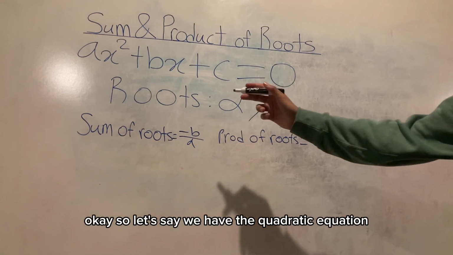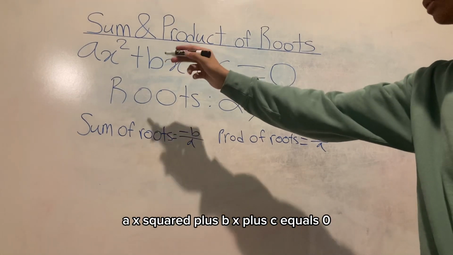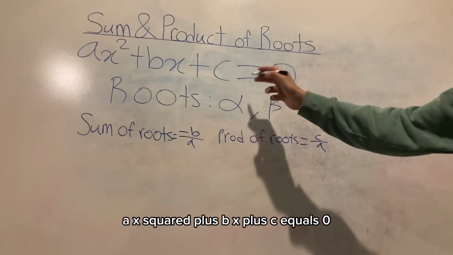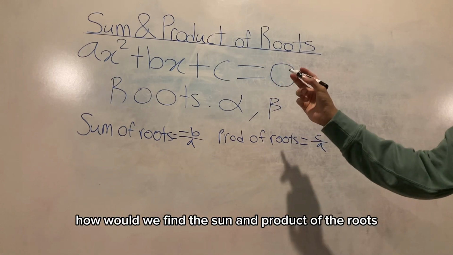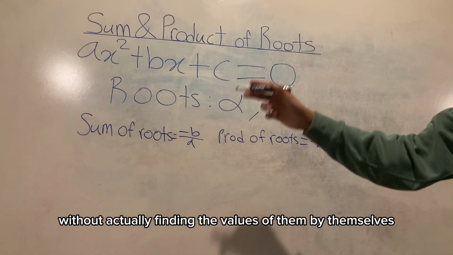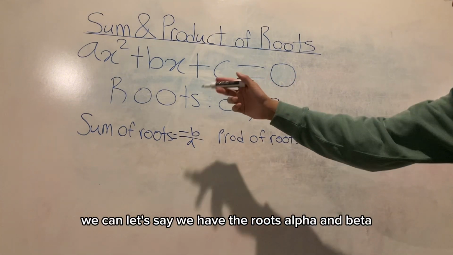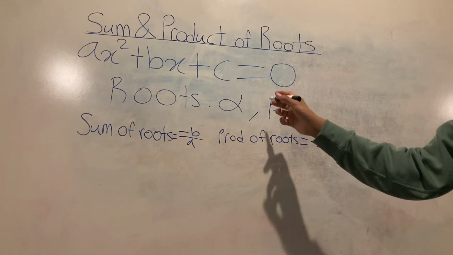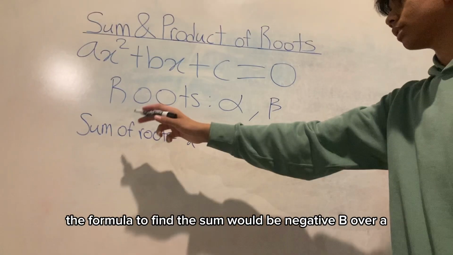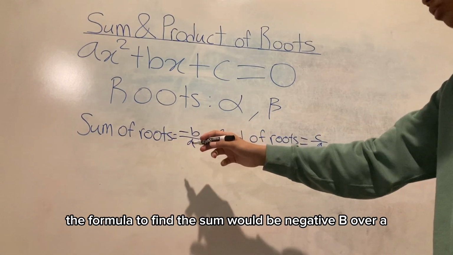Okay, so let's say we have the quadratic equation ax squared plus bx plus c equals 0. How would we find the sum and product of the roots without actually finding the values of them by themselves? Let's say we have the roots alpha and beta. The formula to find the sum would be negative b over a.